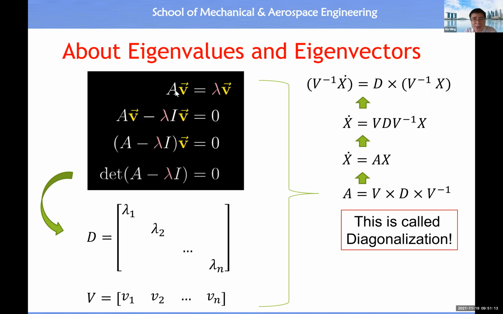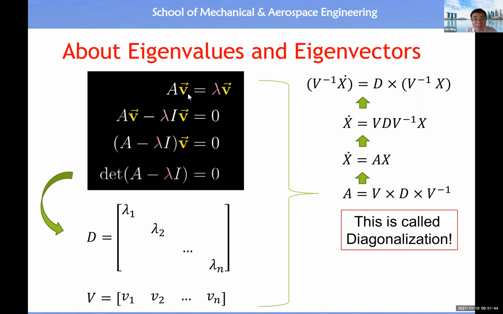For any matrix, we can always find a vector V such that the multiplication between this matrix and the vector is equal to a scalar times this vector. So basically it means what? We project a matrix onto a vector. Then we call this the eigenvector, and this is the eigenvalue. Then how do we find the lambda which will satisfy this condition?